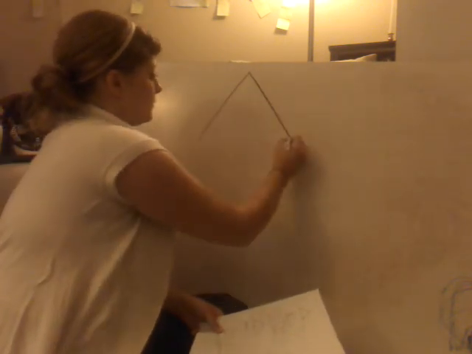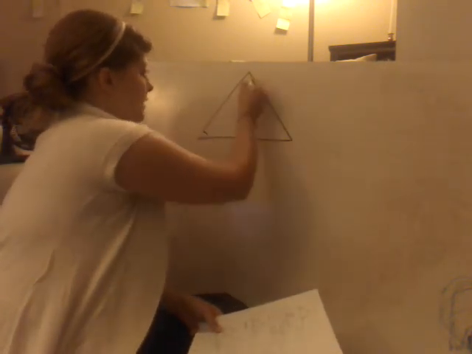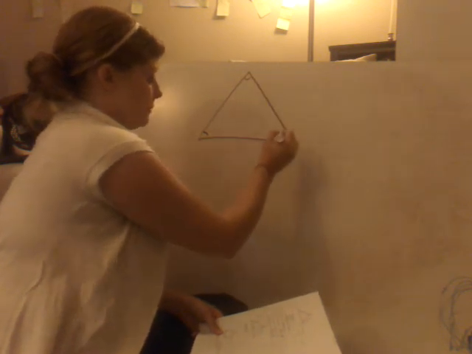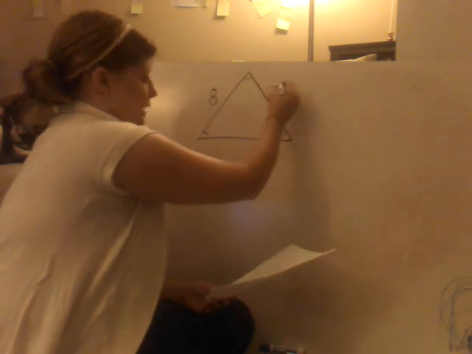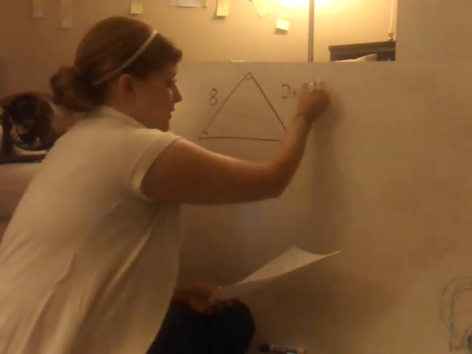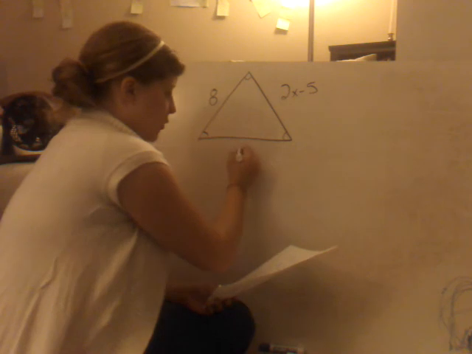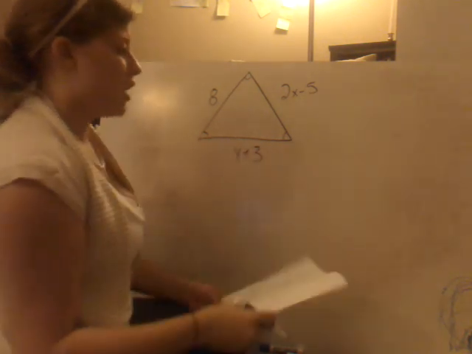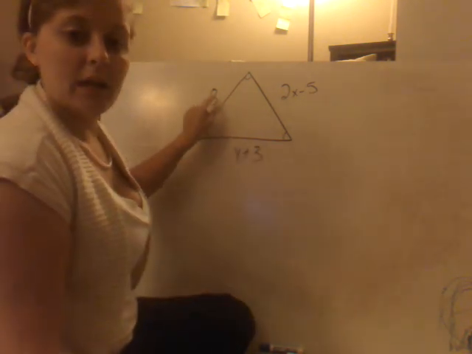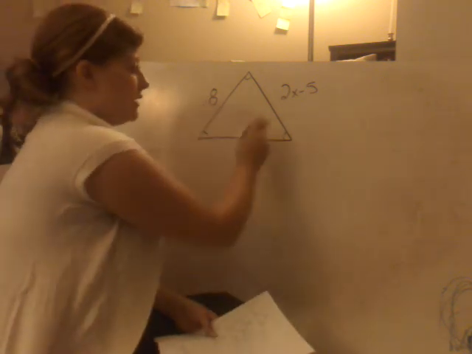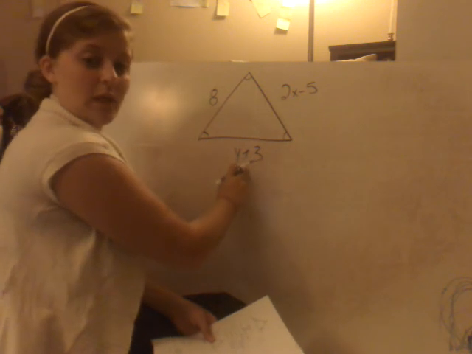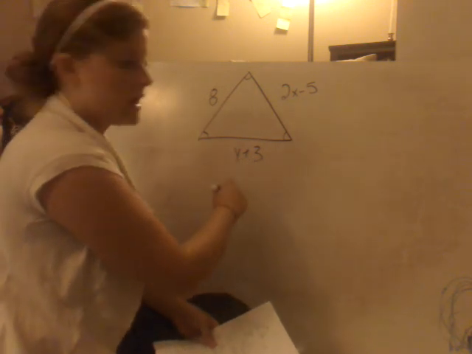Alright. Now last one, it gives us a triangle. And it tells us that all the angles are the same. And this side is 8. This side is 2x minus 5. And this side is y plus 3. Now since all the angles are the same, then I can assume that all of the sides are the same. So if this side equals 8, then that means this side equals 8 and this side equals 8, which means I set up two different equations to find my x and y.